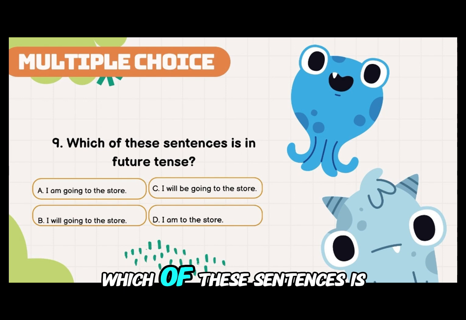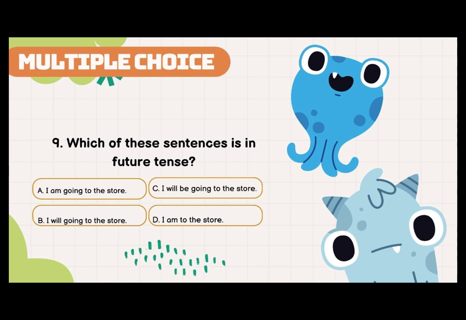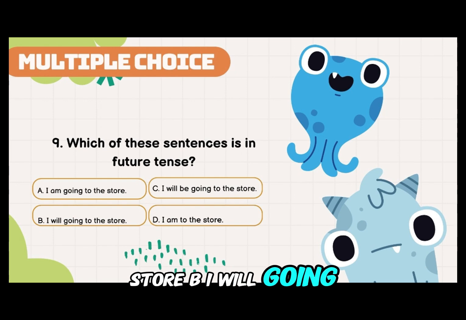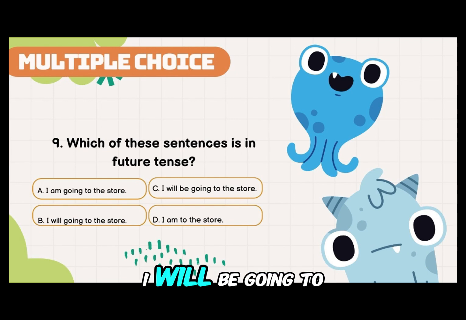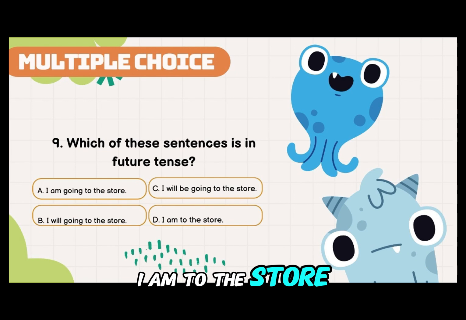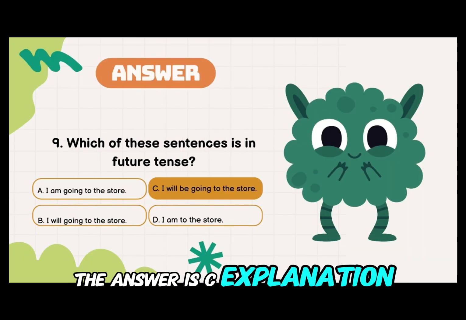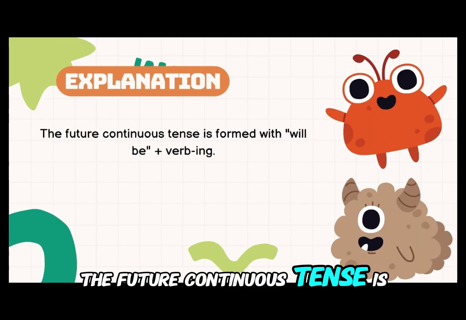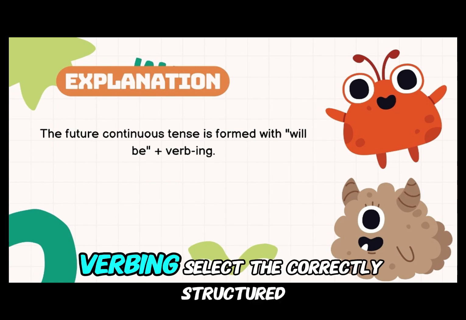9. Which of these sentences is in future tense? A. I am going to the store. B. I will going to the store. C. I will be going to the store. D. I am to the store. The answer is C. Explanation: The future continuous tense is formed with will be plus verb-ing.